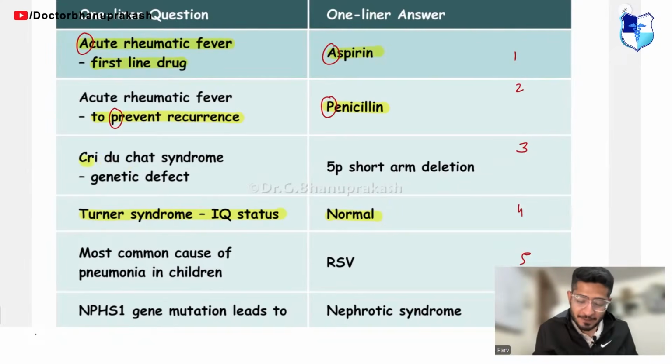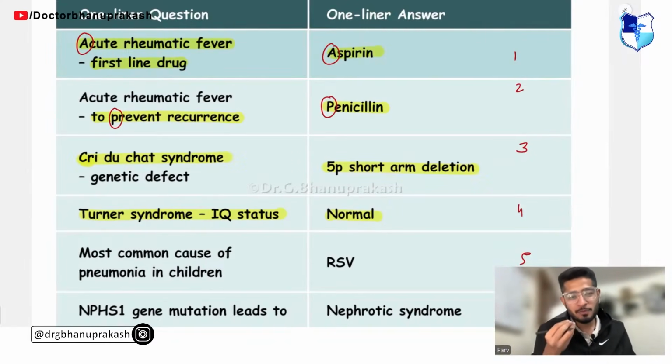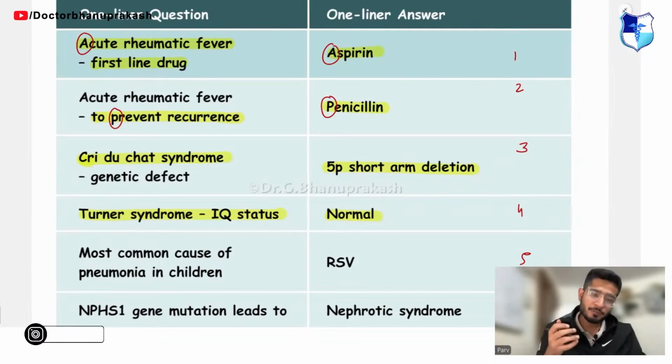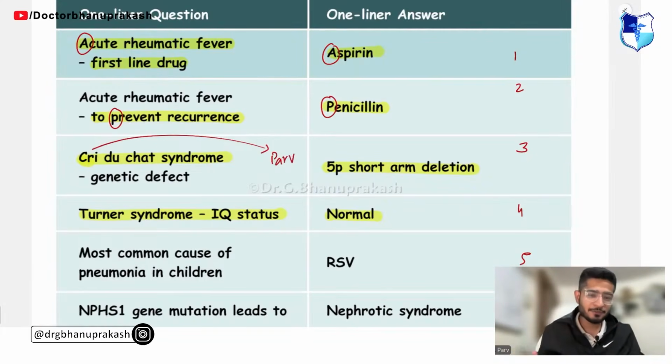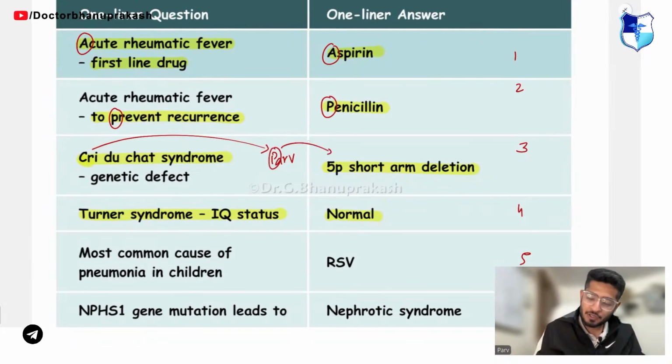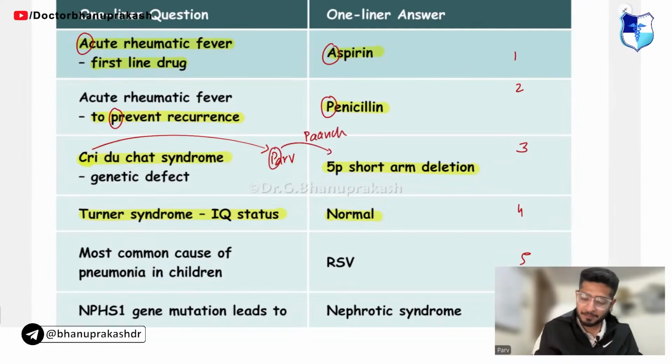Cri du chat is also going to have 5p short arm deletion. So remember cri du chat. So cri du, remember 5p, and you have to remember like this, like crying, who is going to cry? I am going to cry, if my students will say any of the statements is false. So remember P for Panch also, okay, and P for 5p as well.